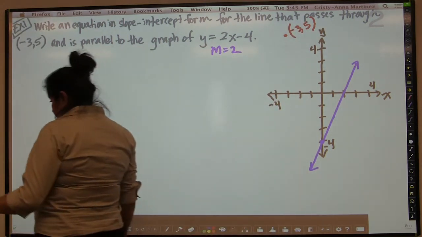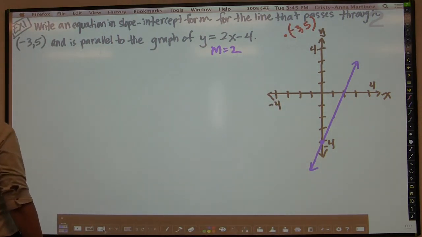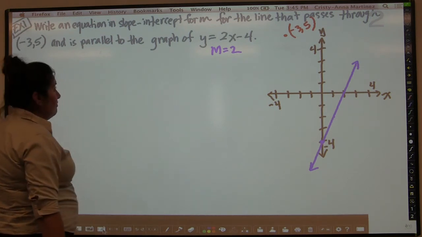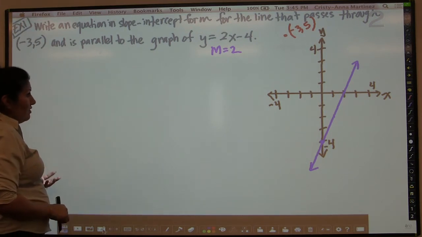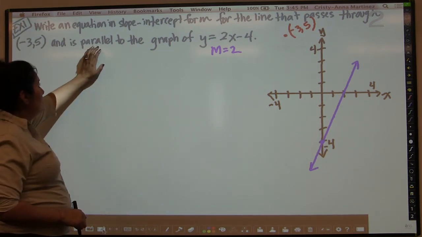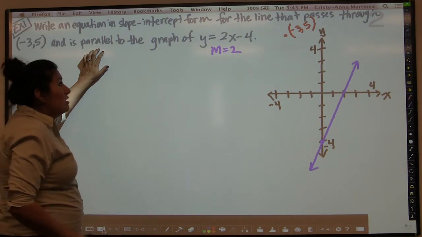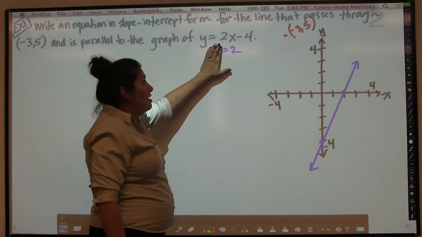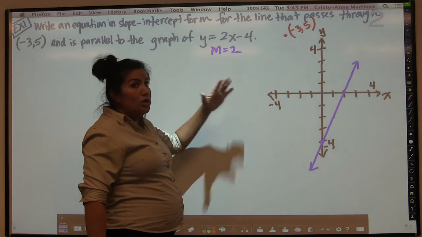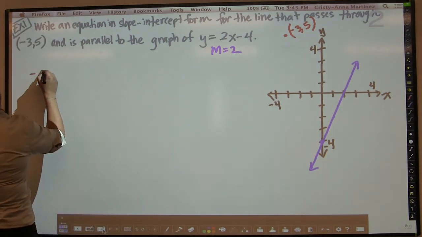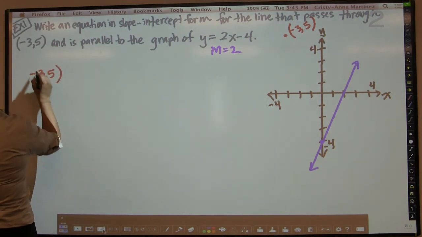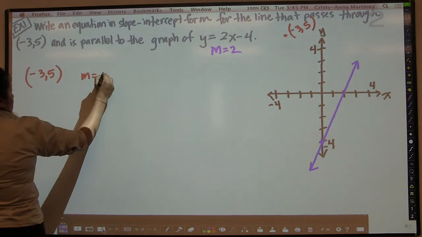So how we do that, we already know how to write equations in slope-intercept form. We have to have a point and we have to have the slope. Lucky for us we do, because we just learned in the previous slide that for two lines to be parallel, they have to have the same slope. So if the slope of this line is 2, that means that the slope of my new line also has to be 2. So I know that the point is (-3, 5) and that the slope is 2.